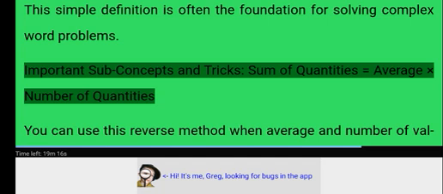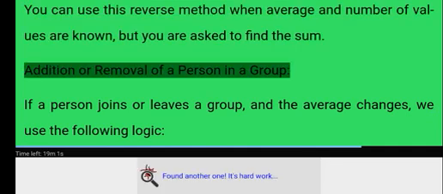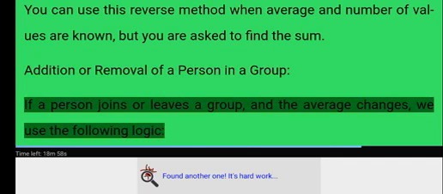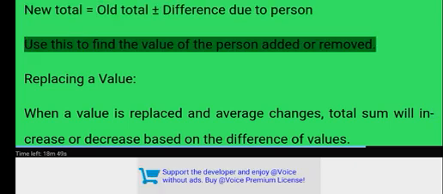Important subconcepts and tricks. Sum of quantities equals average times number of quantities. You can use this reverse method when average and number of values are known, but you are asked to find the sum. Addition or removal of a person in a group. If a person joins or leaves a group, and the average changes, we use the following logic: new total equals old total plus or minus difference due to person. Use this to find the value of the person added or removed.